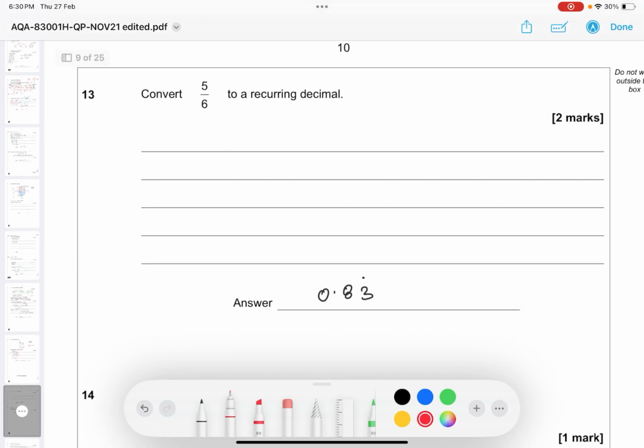Now we have to convert 5 by 6 into a recurring decimal. Simply you can divide them. So we will have 5 over here and 6 over here. We will put a decimal point and place a 0. Now 6 times 8 is 48. We will get 2. 6 times 3 is, we will put a 0 first because we have put decimal. 6 times 3 is 18. We will get 2 and this will continue. So we can simply write 0.83 and a dot on top. Very good. You got this, learners.